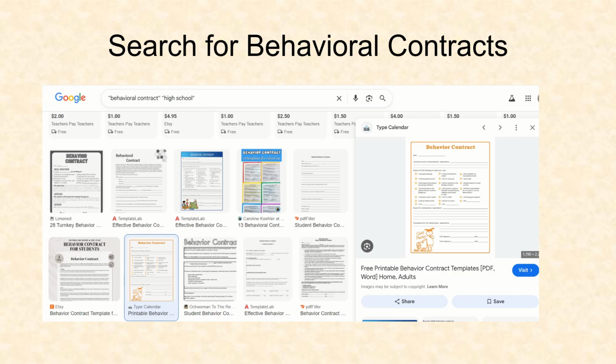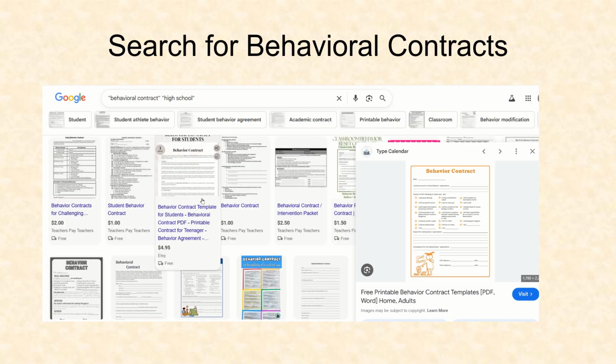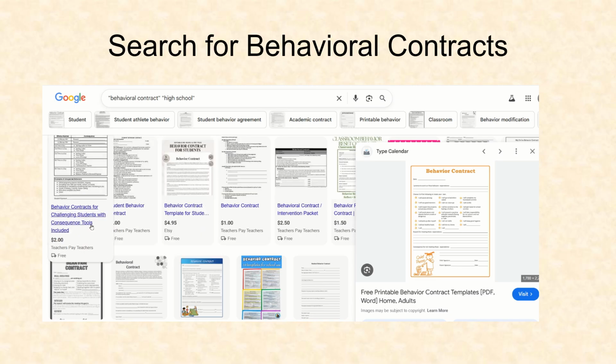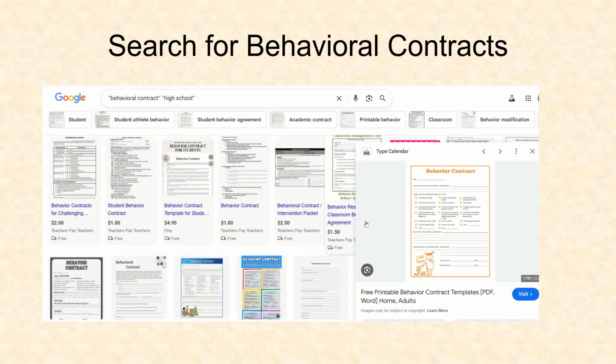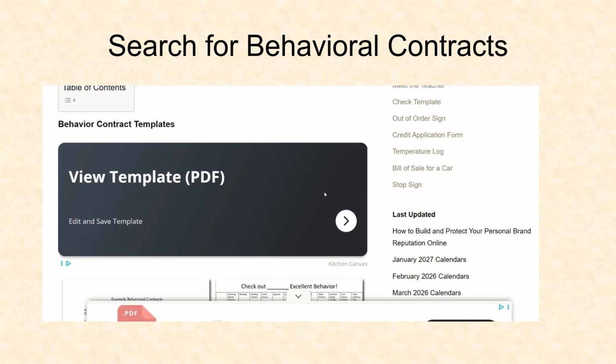So I'm going to a search engine and I'm going to go to an image search and I'm going to search for behavioral contract and I'm going to type high school or I could type middle school. As I look around, there are many examples, including some where you can purchase various contracts. They're already pre-made and you can find them at sites like Teachers Pay Teachers and Etsy and other similar sites. So I'm going to click on one. I'll go into the site and let's take a better look at what they offer and what we can learn from them.